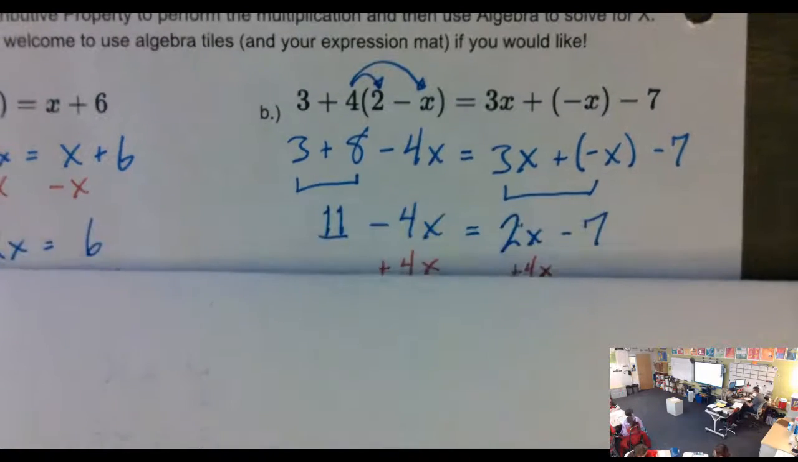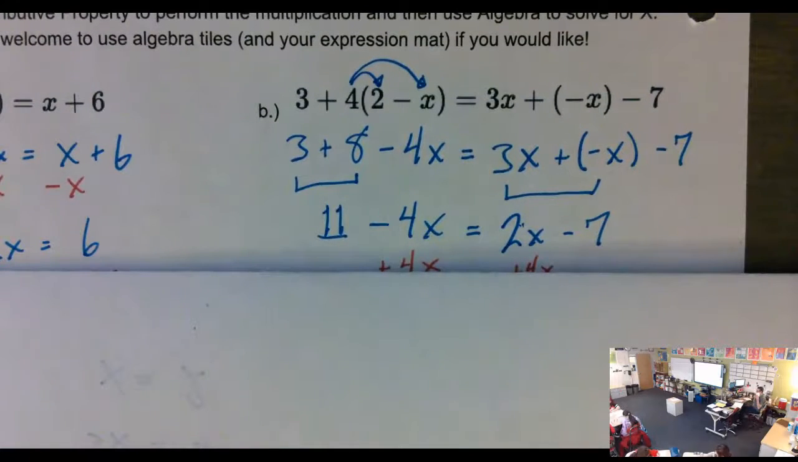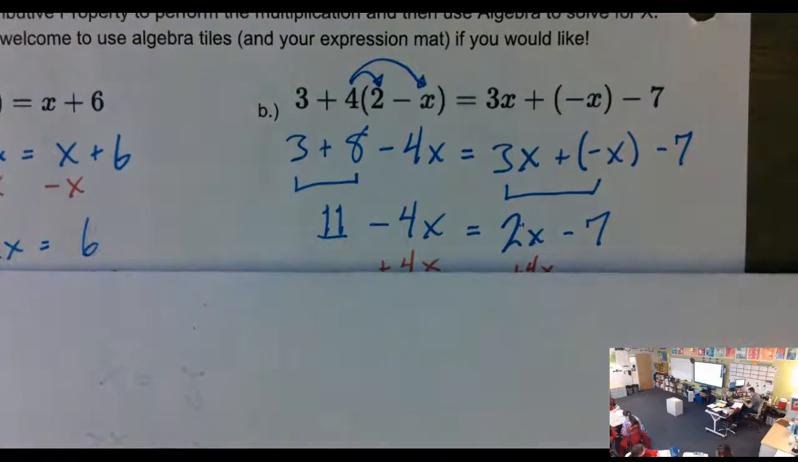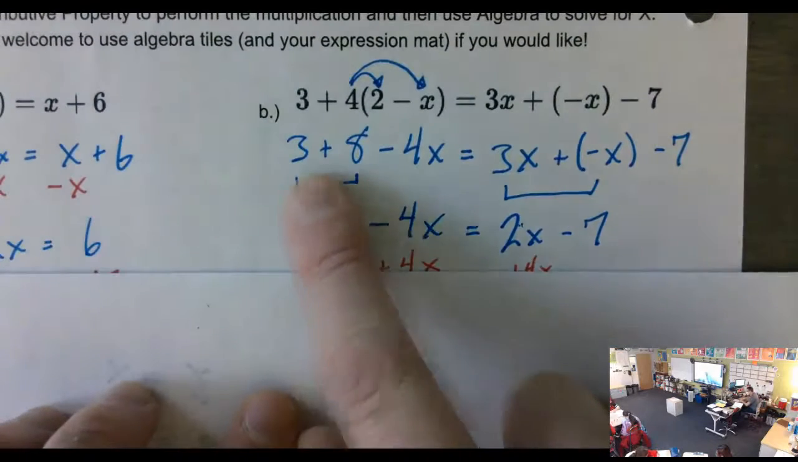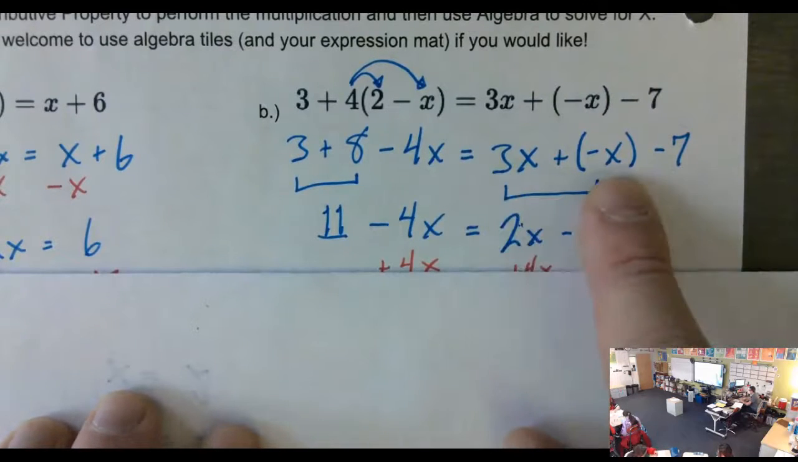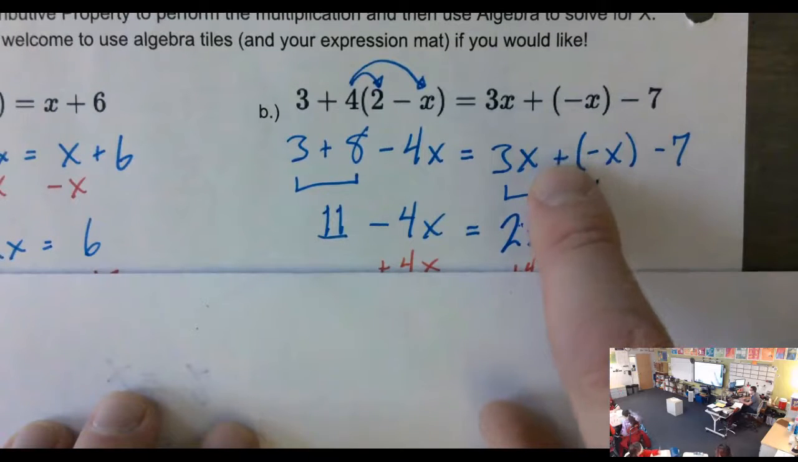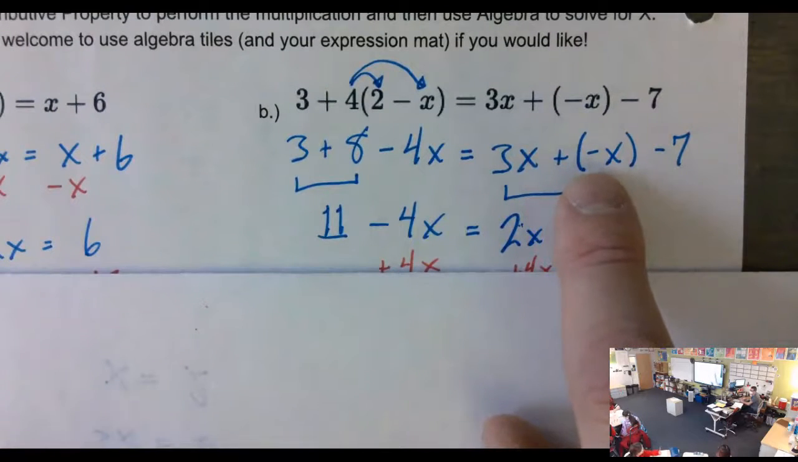Then what did I do? Put 3 with 8, 3x with negative x. What do we call that? Combine like terms. So this 11 was from 3 plus 8. This 2x was from 3x plus negative x. Some of you chose to do that in the first step. You're allowed to. It's just a little dangerous.